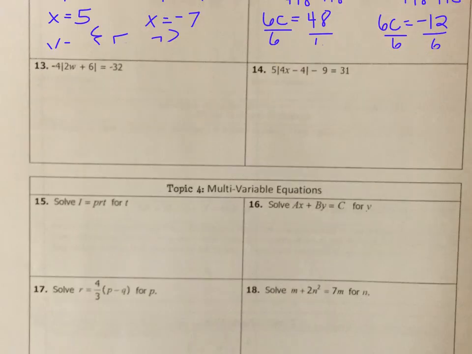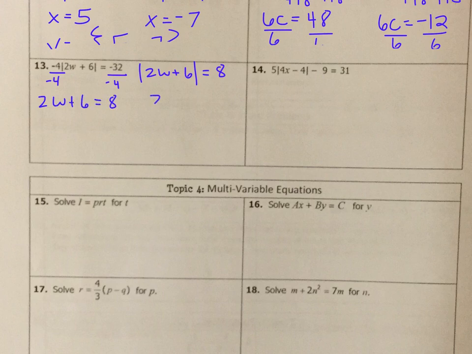Let's do 13 now. So I got this negative 4. He's on the outside right here. So before I can break this into two problems, I have to divide by negative 4. Now I have the absolute value of 2w plus 6 equals 8. Now I've got nothing on either side of my absolute value, and so I can break it into two problems. 2w plus 6 equals 8.